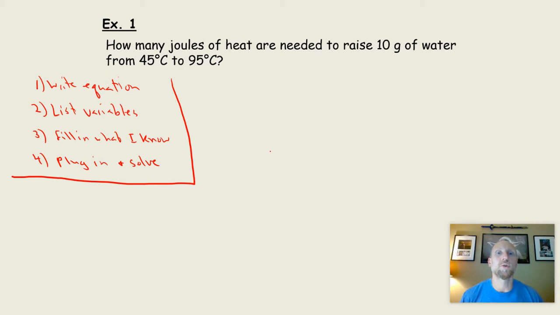Number 1: how many joules of heat are needed to raise 10 grams of water from 45 to 95 degrees Celsius? So we ask what is changing, phase or temperature. Look right here, we're going from 45 to 95 degrees Celsius. Our temperature is changing, so that means we want to use Q equals MC delta T. It's our only formula with change in temperature in it. So now let's list our variables. I'm going to write it down here so we've got some room: Q, M, C, and delta T.